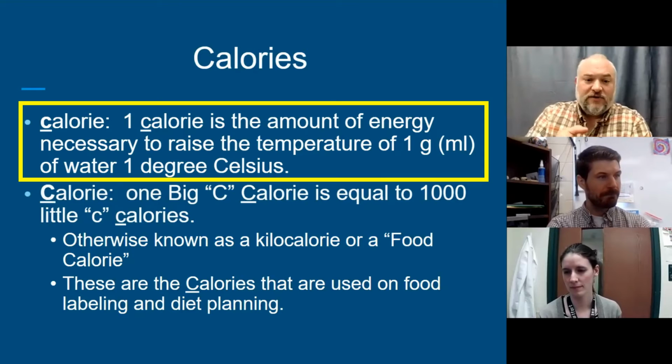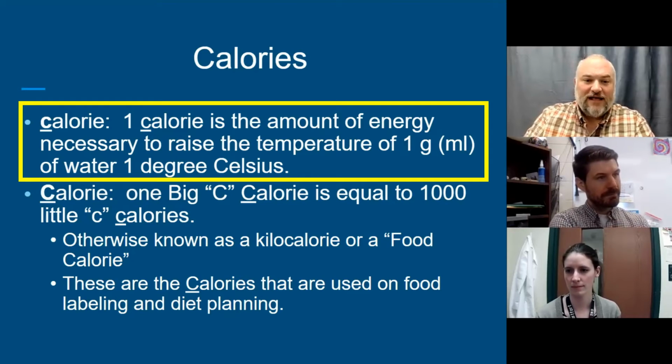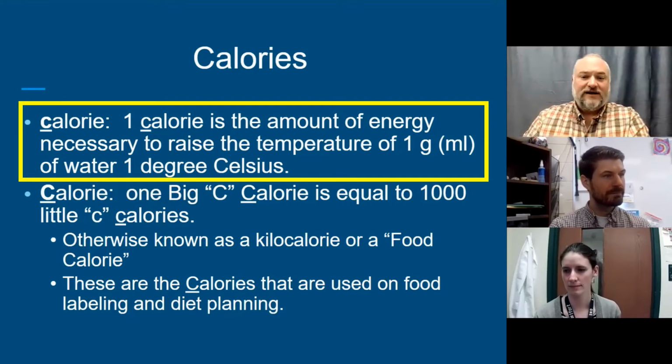Now you notice this first one here is calorie, and I've underlined that little c. This is the base unit. It's like a gram, the base unit, right? You have grams, then you can have kilograms, which are like 1,000 grams. So a little c calorie is the amount of energy necessary to raise the temperature of 1 gram of water, or 1 milliliter of water, they're the same thing, 1 degree Celsius.